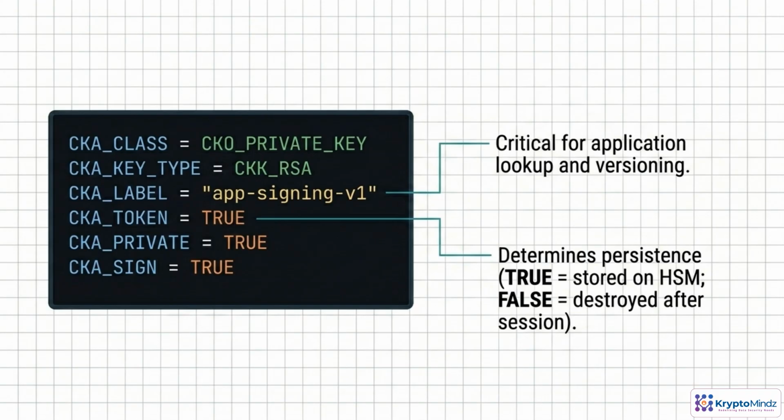Here's how to read this template. CKA_CLASS and CKA_KEY_TYPE say this is an RSA private key. CKA_LABEL is your human-friendly name. Use it for stable lookup and versioning, like app-signing-v1. CKA_TOKEN decides persistence. True means it lives on the HSM. False means temporary. CKA_PRIVATE and CKA_SIGN lock this key to signing operations only.